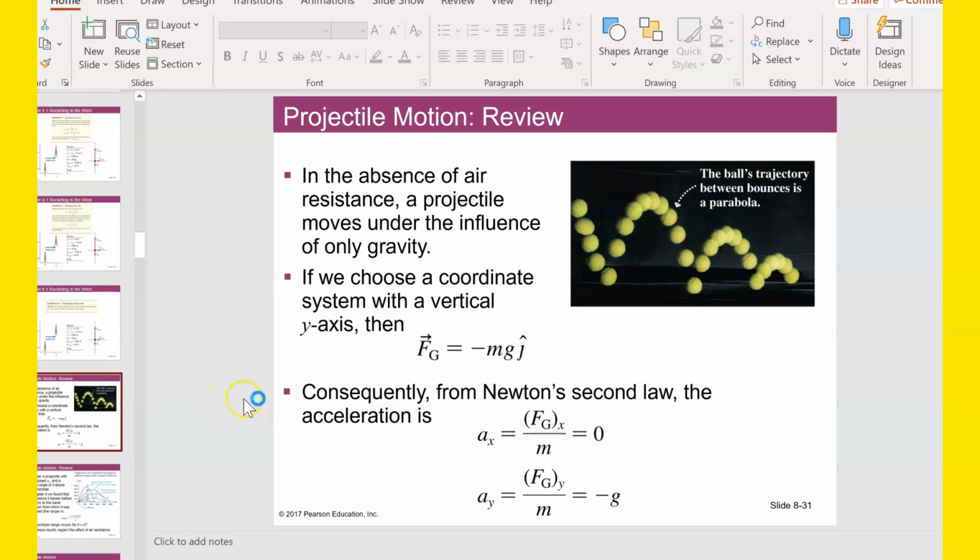Some of this is going to be review, projectile motion review. So with projectile motion, remember, is when something is launched and then the only force on that thing from then on out is just gravity. And the force of gravity is always equal to negative mg.